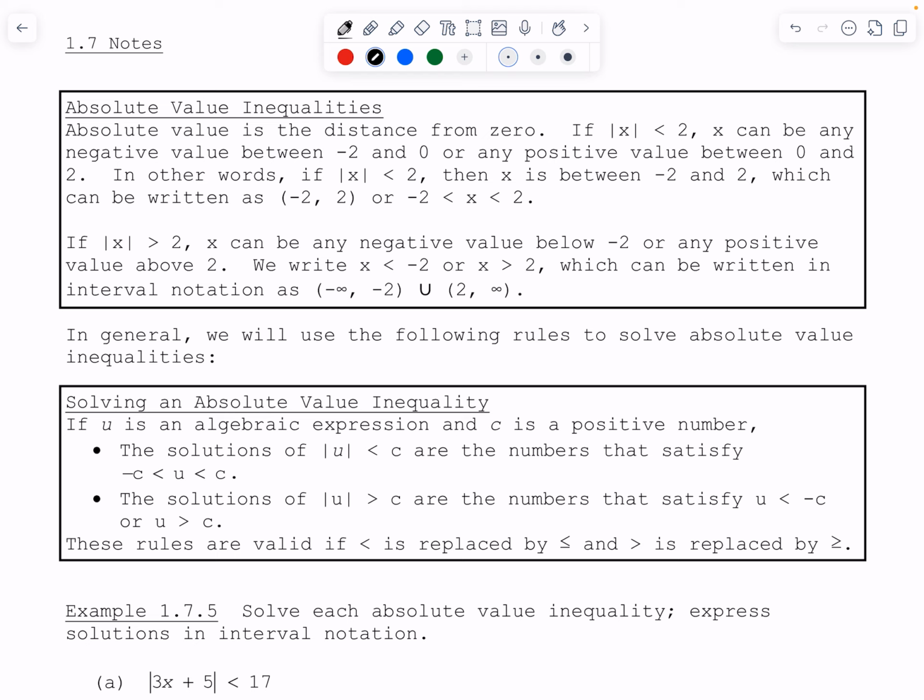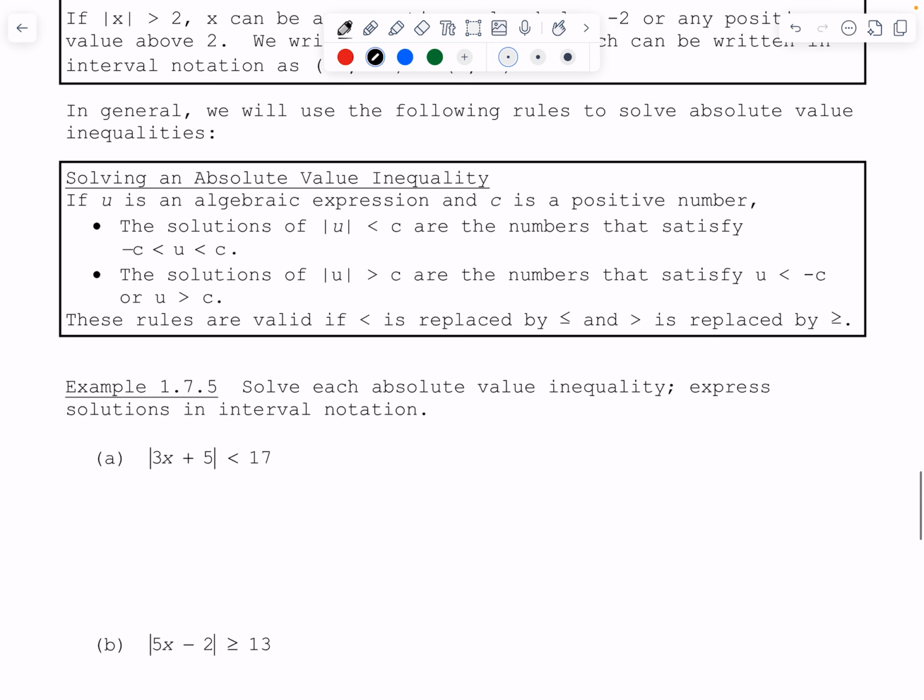All right, so in general, we're going to use the following rules to solve absolute value inequalities. So solving an absolute value inequality, if u is the algebraic expression and c is a positive number. Okay, guys, remember c is a constant. Constant means just a number. And u has to be an algebraic expression containing x. Remember, c has to be a positive number because an absolute value cannot equal a negative number. It can only equal a positive number.